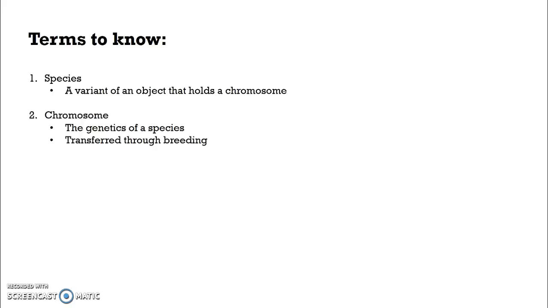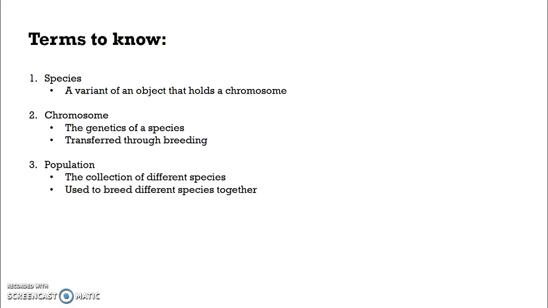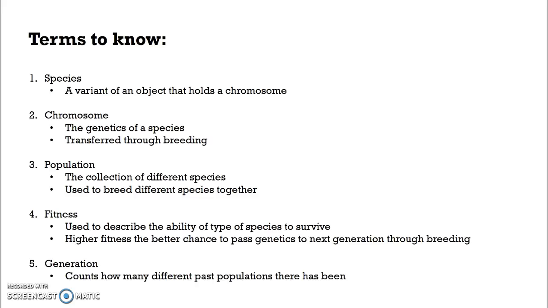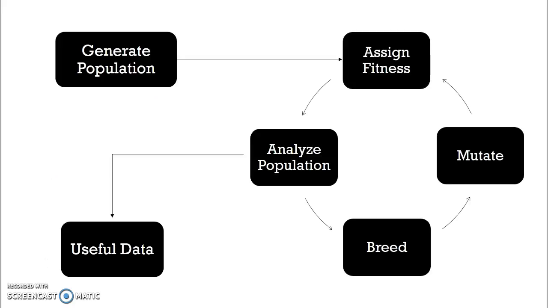Now, some terms to know before we go more in depth is a species, which is a variant of an object that holds a chromosome. A chromosome is the genetics of a species. It is transferred through breeding, so it holds all the attributes. Population is a collection of different species. These are used to breed together the different species. The fitness is used to describe the ability for a type of species to survive, so the species with a higher fitness have a better chance to survive and pass the genetics through the next generation. Finally, generation just counts how many past populations there have been.